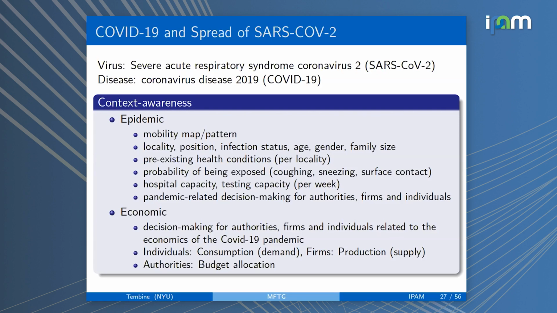So the pandemic aspect is, in terms of modeling, we want to understand the spread. We need a mobility map. So it means that the game will be run on a graph, the graph of the mobility map. In that game, we need the location, the position of the player, the infection status of the player, the age of the player, the gender of the player, not family size, but the number of players with whom is at home. And then pre-existing conditions, because these are important in terms of prevalence and severity when coupled with COVID-19.